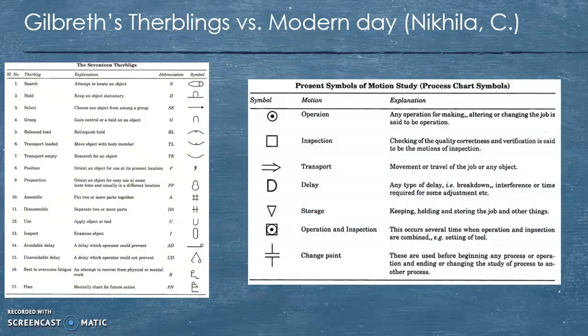On this slide, on the left, we have Frank Gilbreth's Therbligs. It's a collection of symbols he devised that represents 17 elementary motions commonly found in manual operations. These symbols were used to prepare the motion study charts. On the right, there's a more modern, simplified symbol system that's more commonly used today.